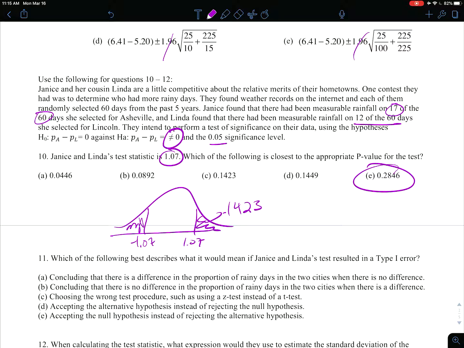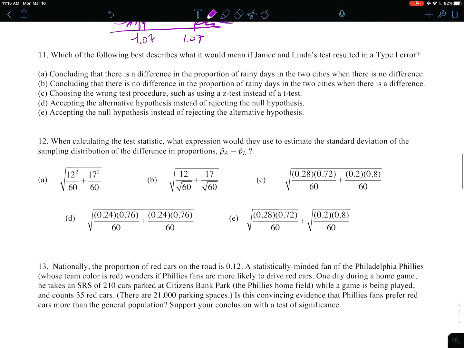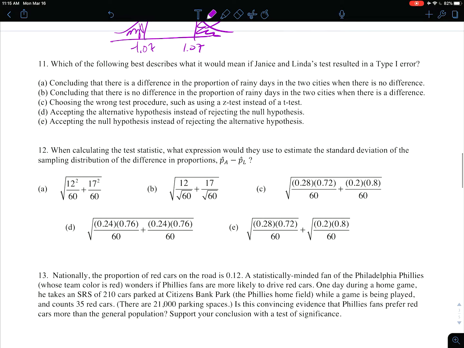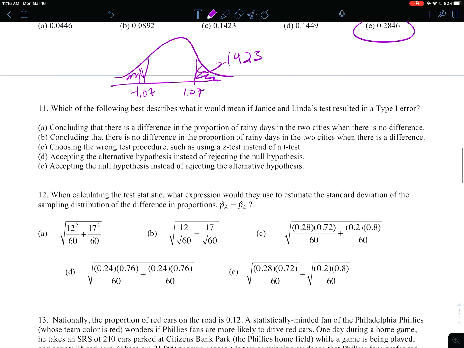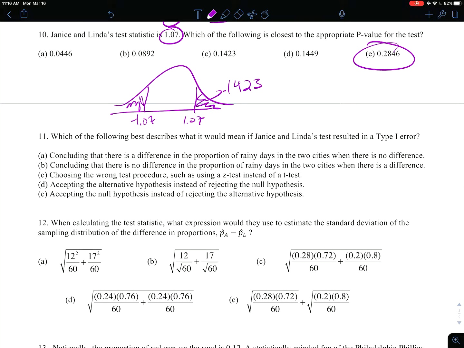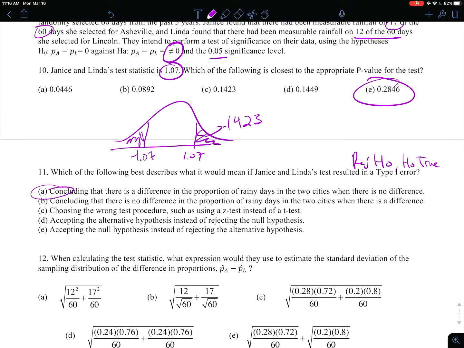Number 11, which of the following best describes what it would mean if Janice and Linda's test resulted in a type 1 error? And type 1 error is when you reject the null, but the null was true. That's the type 1 error. So they say that there's a difference. They conclude the alternative when in fact there was no difference. They conclude that there is a difference when in fact there wasn't. That happens to be A. So reject the null, conclude the alternative, but in fact the null was true.